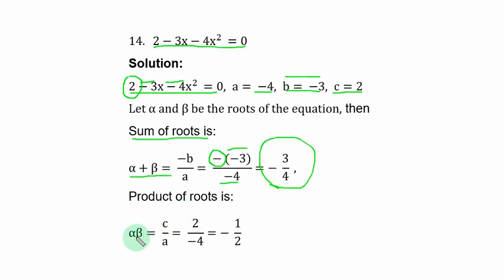Product of roots is alpha beta, and that is c over a. C is 2 and a is minus 4. When you simplify by dividing by 2, you have minus 1 over 2. So the product of roots is minus 1 over 2, and the sum is minus 3 over 4. Sum: minus 3 over 4. Product: minus 1 over 2.